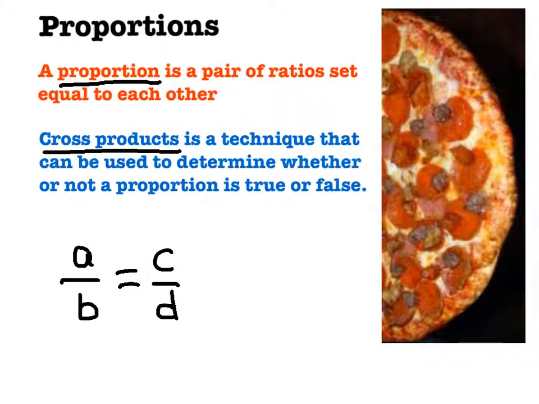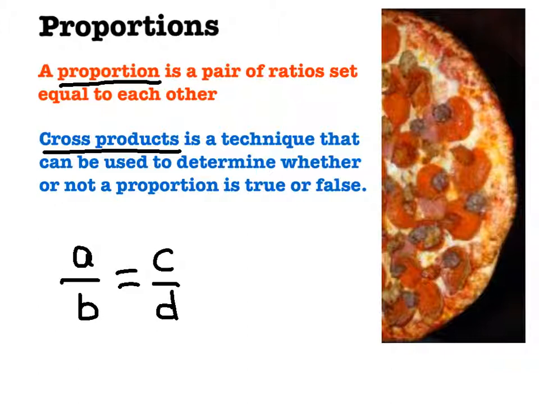This lesson's on proportions. First, let's talk about what a proportion is. A proportion is a pair of ratios set equal to each other. So you can see down here I have a proportion. Okay, and remember, ratios are just fractions, the relationship of one thing to the next. So once we put an equal sign between those two fractions, that's when we have a proportion.